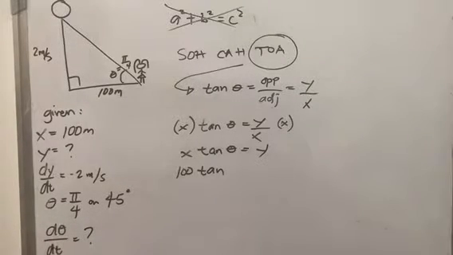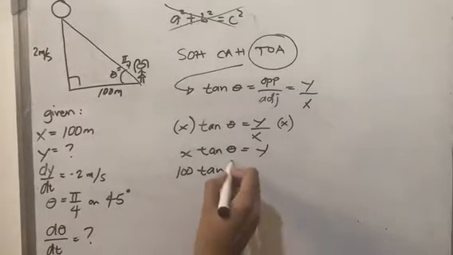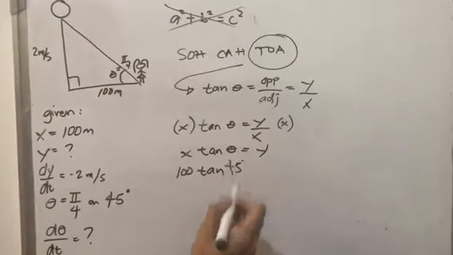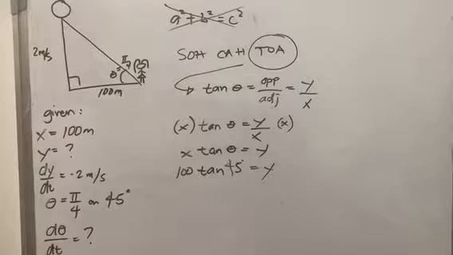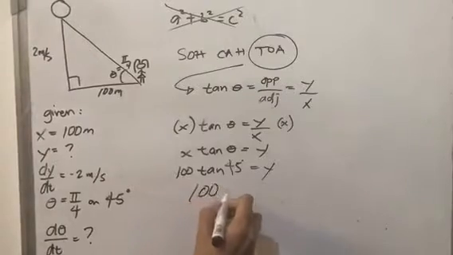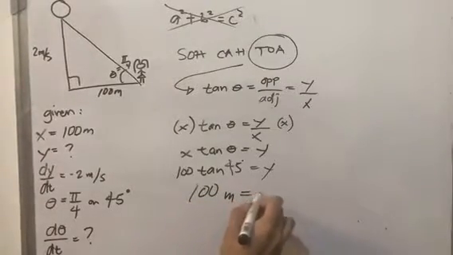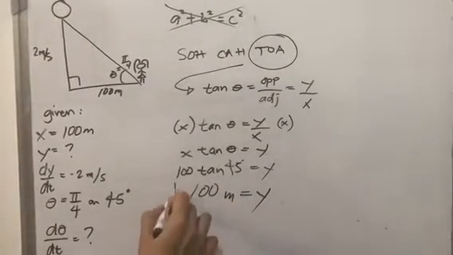If you use pi over 4, make sure to set your calculator into radian mode, or if you use 45 degrees, make sure to use degree mode in your calculator. In this case, I will use 45 degrees. The answer is still the same even if you use radian mode or degree mode, so that would be 100 meters for the y variable.